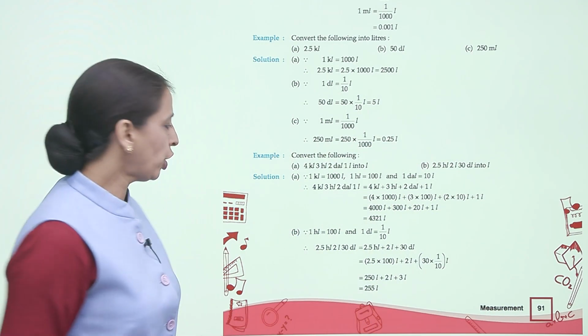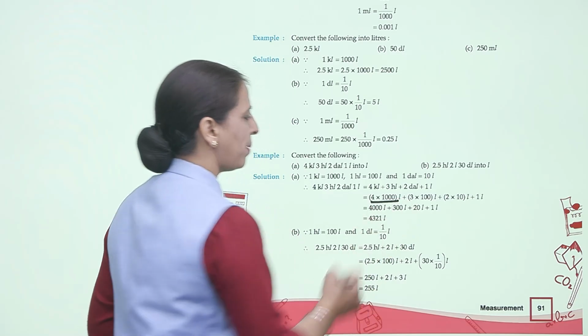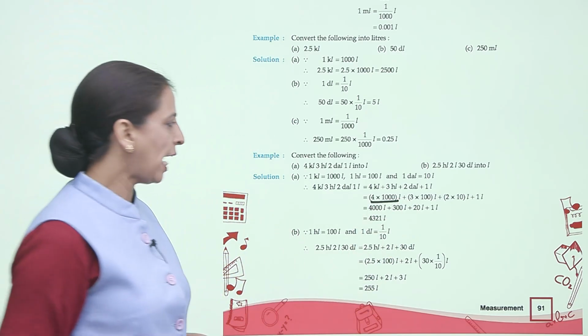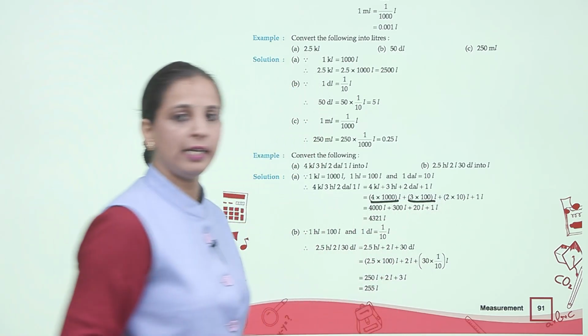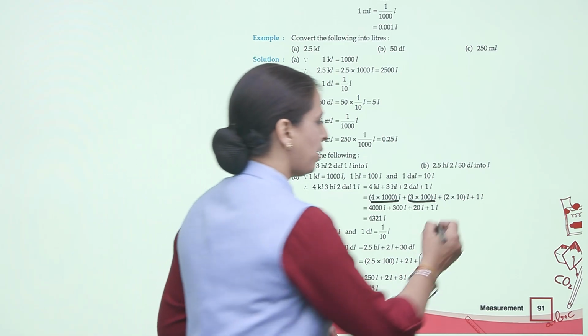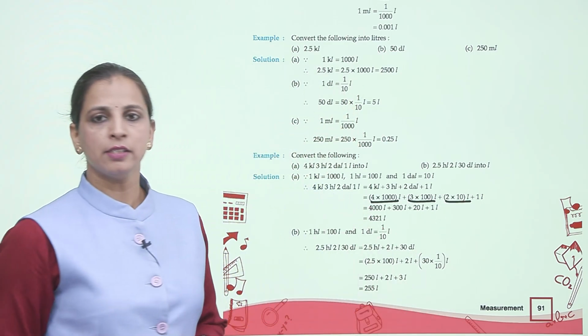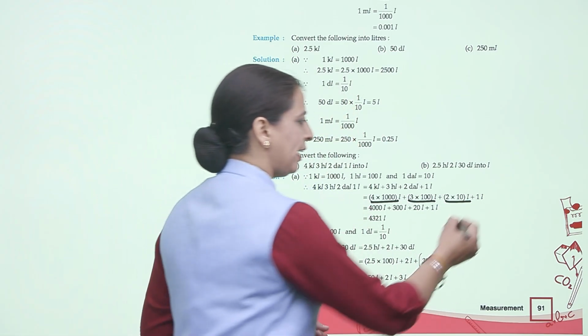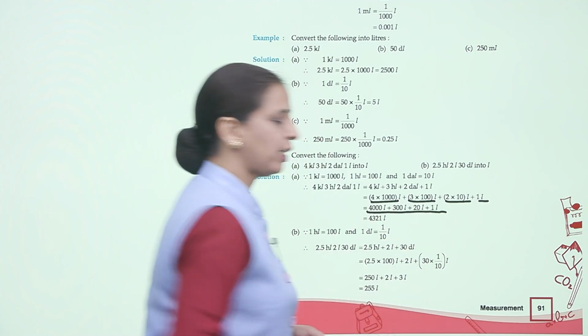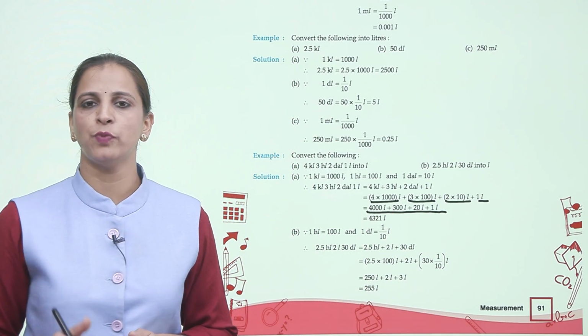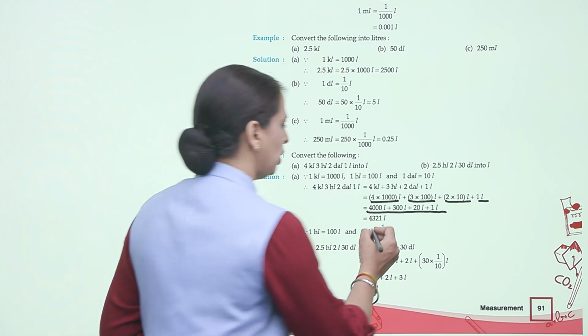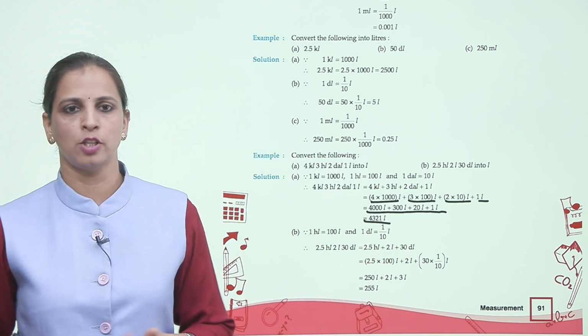So 4 kiloliter becomes 4 multiplied by 1000 liters and 3 hectoliter becomes 3 multiplied by 100 liters and 2 decaliter becomes 2 multiplied by 10 liters plus 1 liter, लीटर ऑलरेडी लीटर में है, तो यहाँ पे 4000 लीटर प्लस 300 लीटर प्लस 20 लीटर प्लस 1 लीटर सबको प्लस किया, दैट इज 4321 लीटर्स.